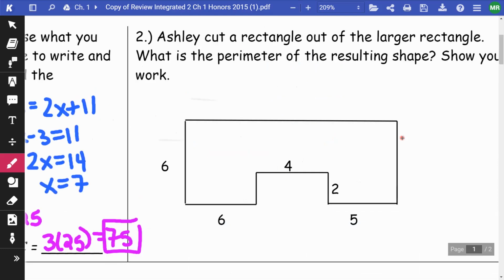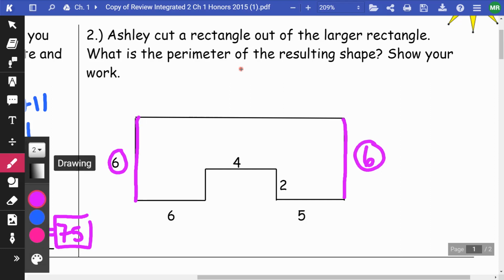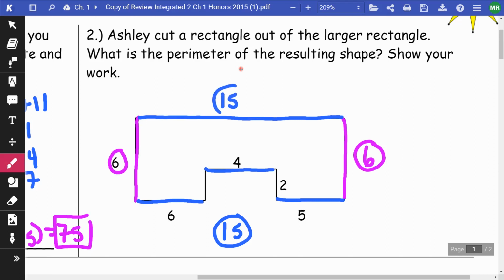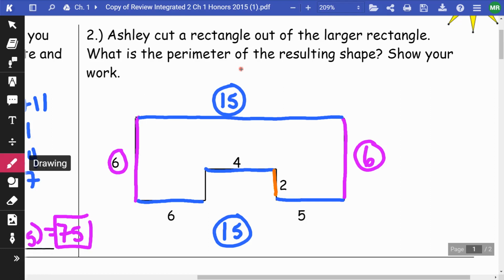On number 2, on this one, we're trying to figure out the perimeter of this. So I'm just going to kind of color code things. So this is 6 and this is 6. Okay, so I've got 6 on both sides. And this is going to be 6 plus 4, which is 10, plus 5, which is 15. So that blue here is 15, which means all the way across this is also 15. And then I have this is 2, and this is going to be 2.